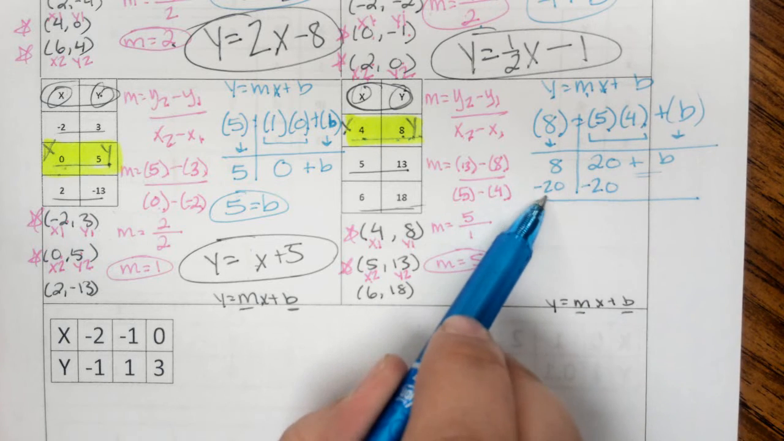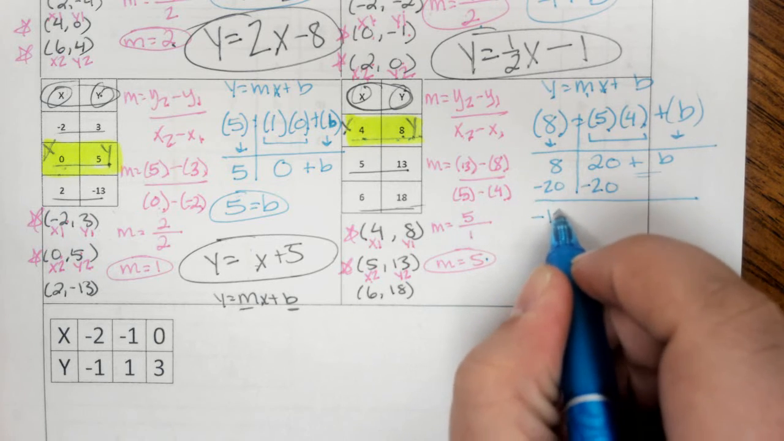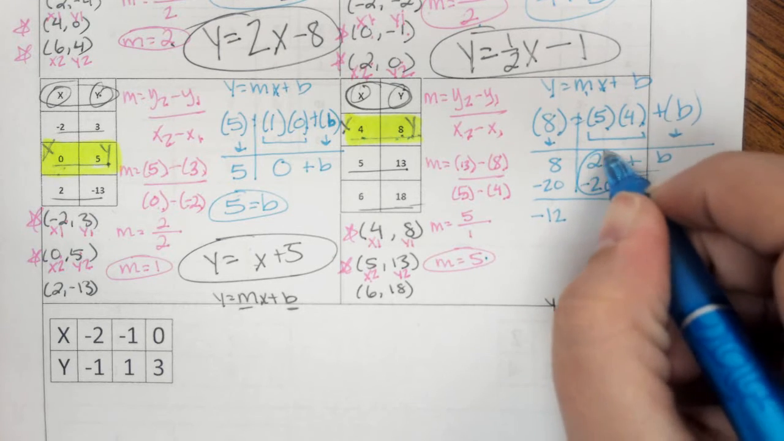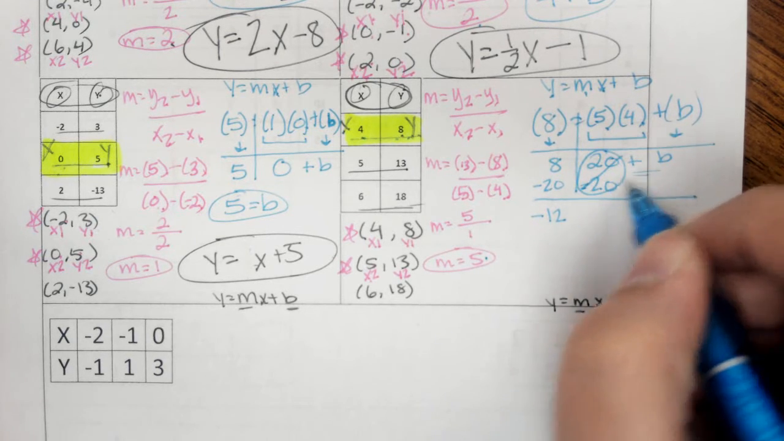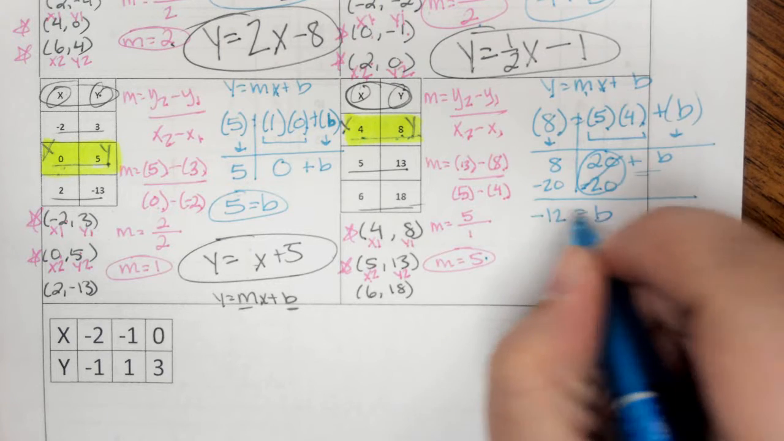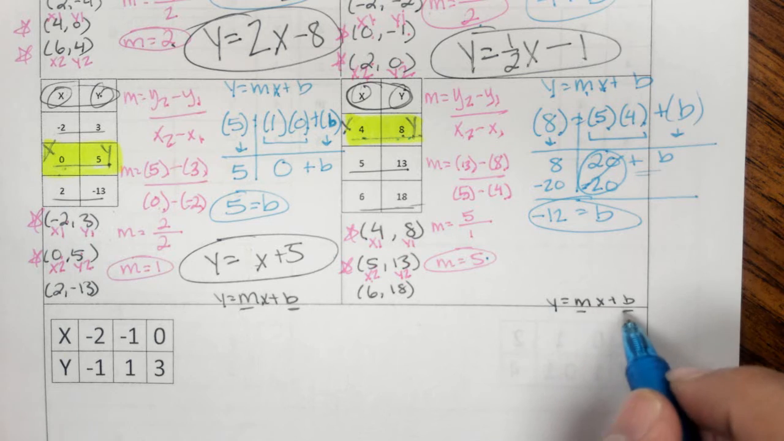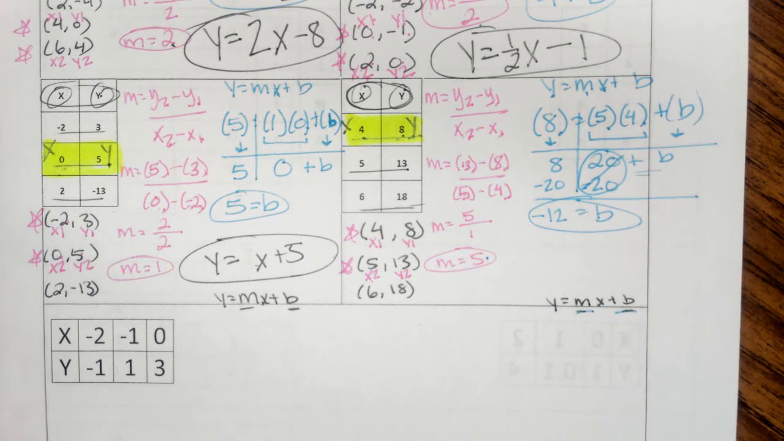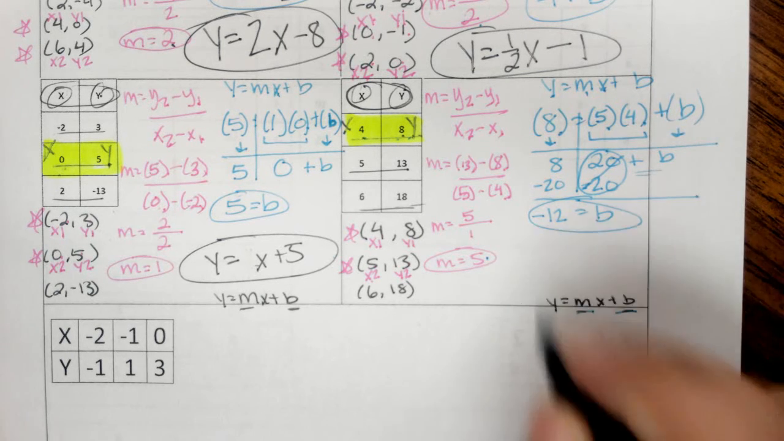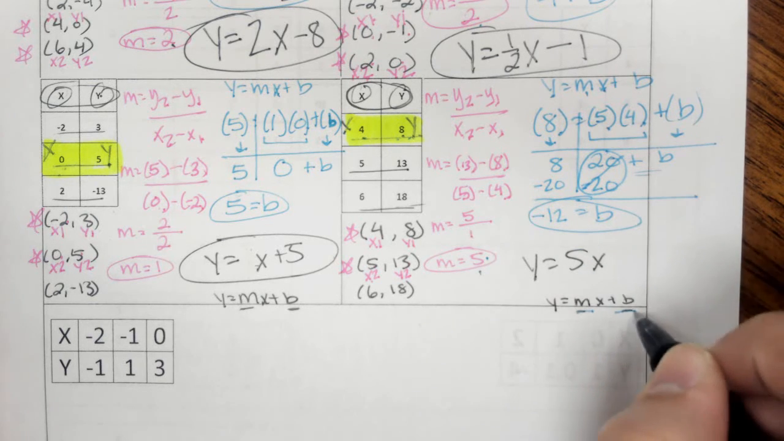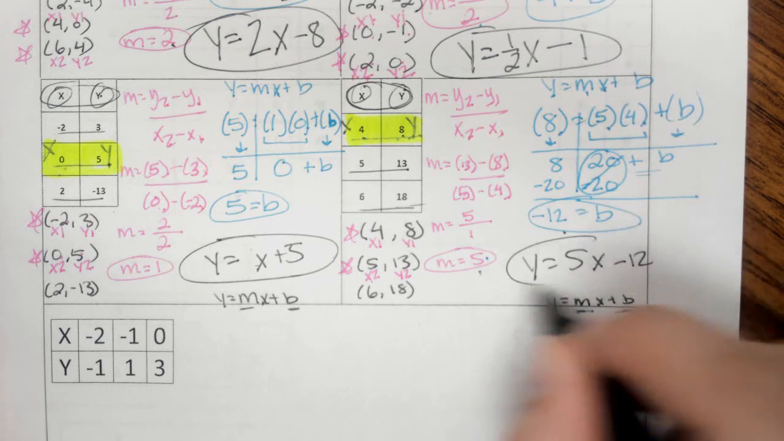On the left, 8 minus 20 is negative 12. On the right, 20 minus 20 is a 0 pair, and we're left with just b. Now we know that b is negative 12. Since we know m and we know b, we're ready to write the linear equation, which is y equals 5x minus 12.